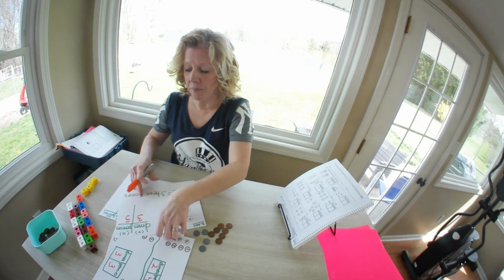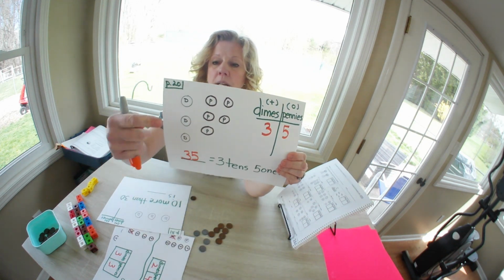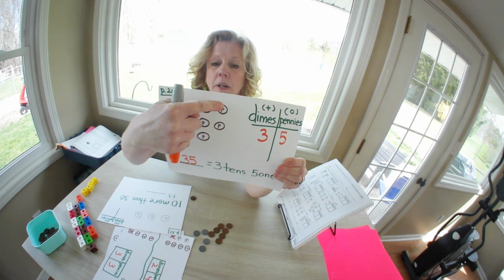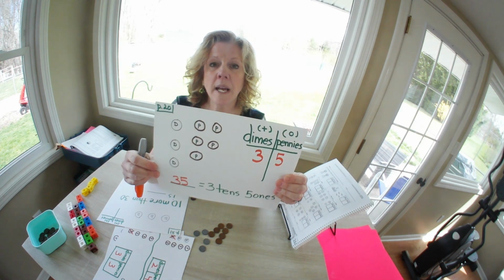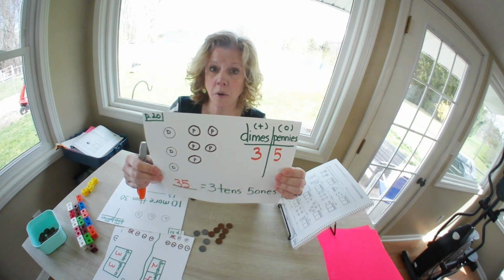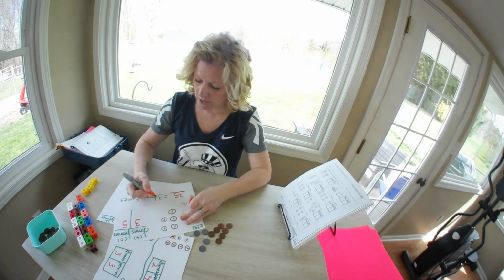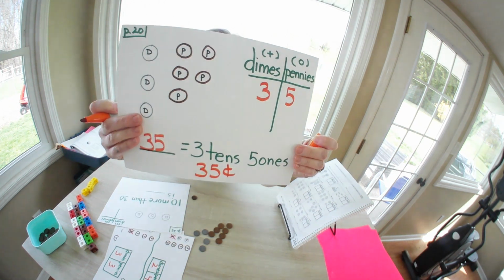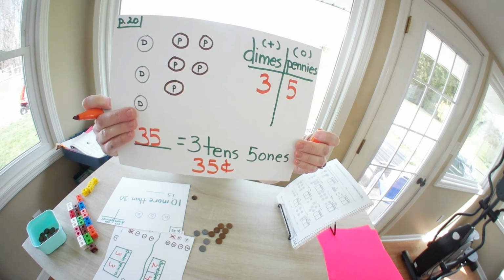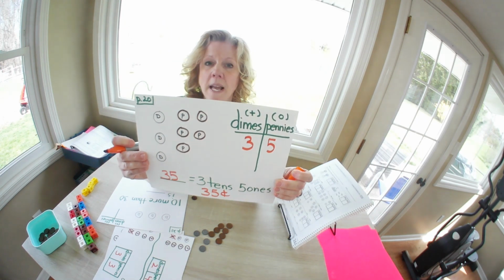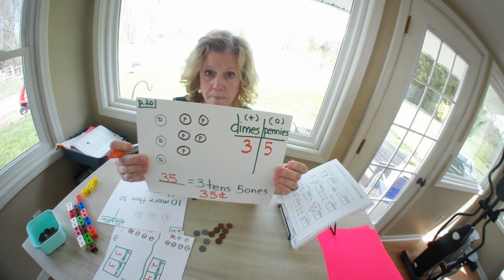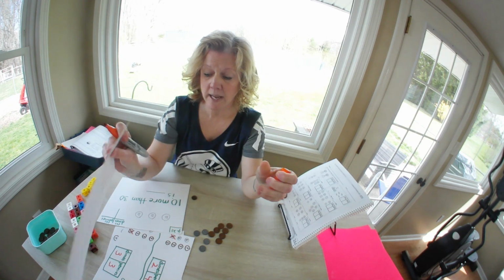so 35. Now, I want to show you something. Let's count it. 10, 20, 30, 31, 32, 33, 34, 35. When I write 35 cents, though, this is how I write it. I'm just going to put it down here, 35, and then I put a C with a line through it, like that. That's what 35 cents looks like. So that's what problem number 3 is going to look like on page 20. I want you to finish the rest of that page.